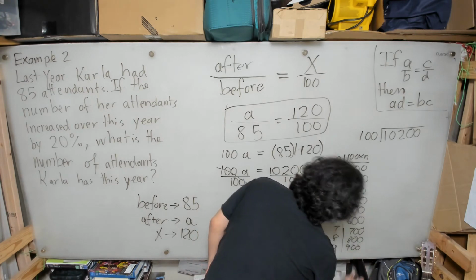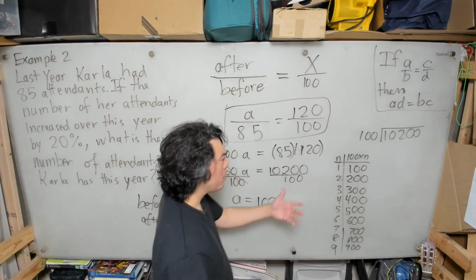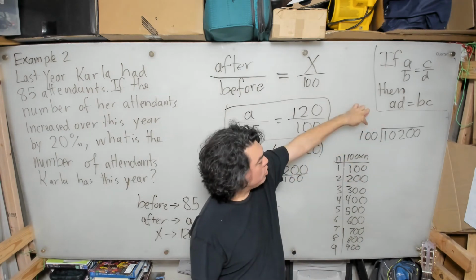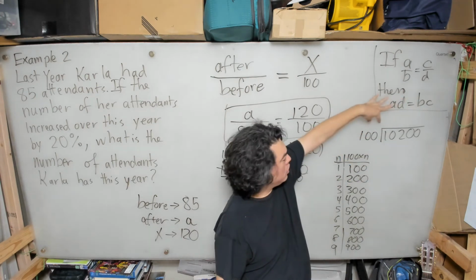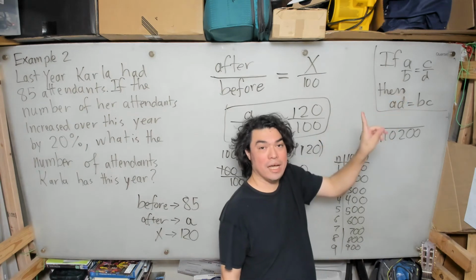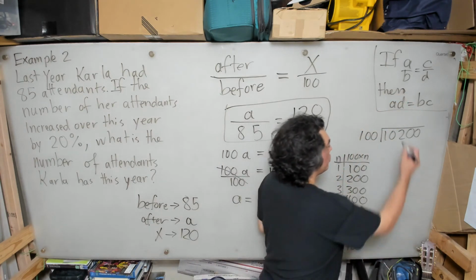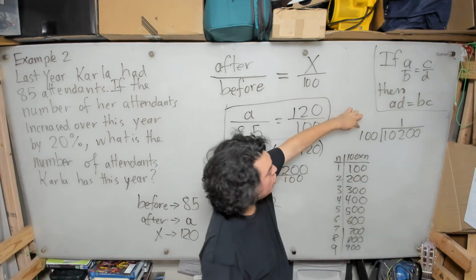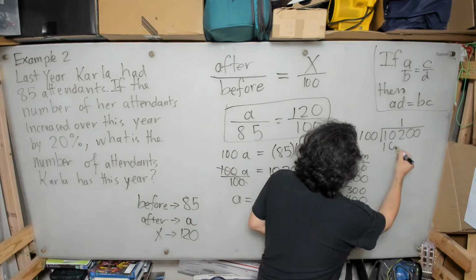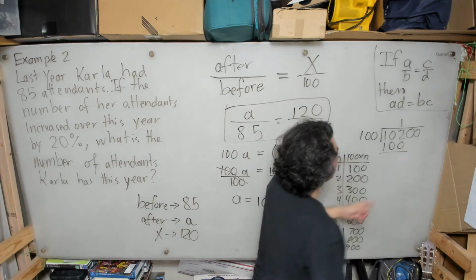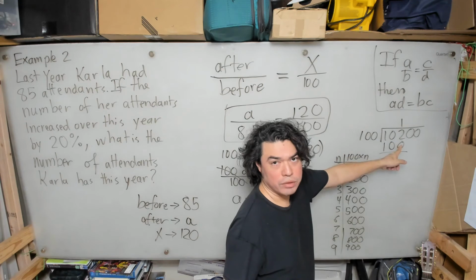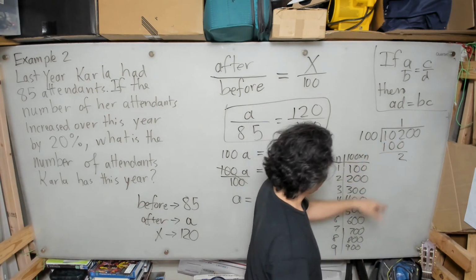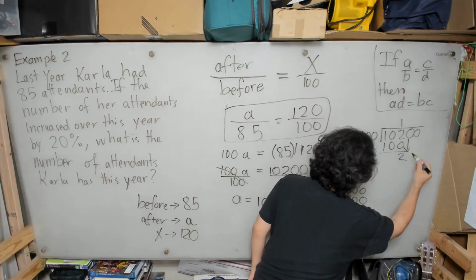Okay? So now, does 100 go into 1? No. Does 100 go into 10? No. Does 100 go into 102? Aha. It does. It goes in once, right? So I'm going to put a 1 over the 2. And I say, what is 1 times 100? That's 100. Okay. So now I ask, 2 minus 0 is what? That's 2. 0 minus 0 is 0. 1 minus 1 is 0. Then I bring down the 0.